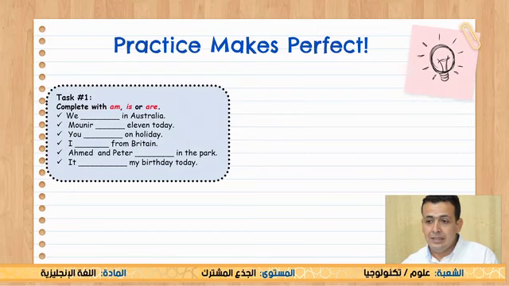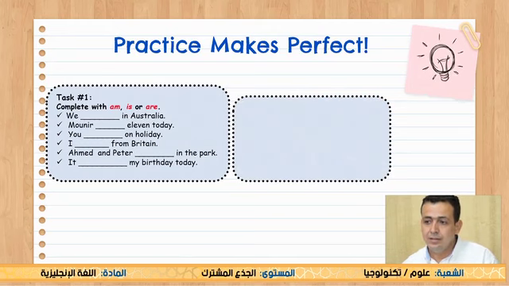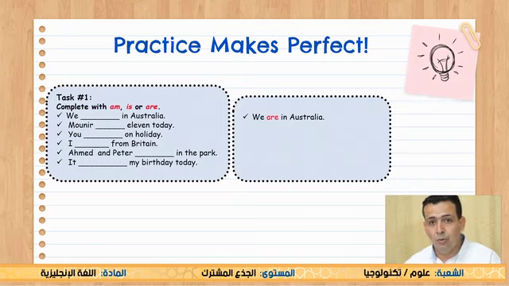It's my birthday today. So let's take the first one. We in Australia. It becomes, yes, what is the right answer? We are in Australia. You can put "we are" or "we're" in Australia if you want to make it short.